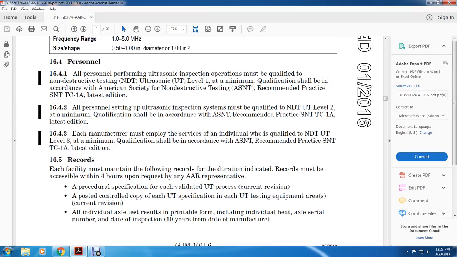Each manufacturer must employ the services of an individual qualified in non-destructive testing, ultrasonic testing level 3. Minimum qualification shall be in accordance with the American Society for Non-Destructive Testing recommended practice SNT-TC-1A, latest edition.